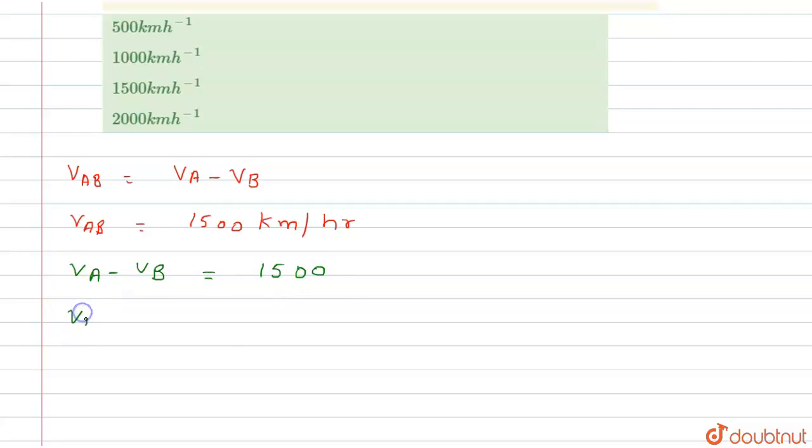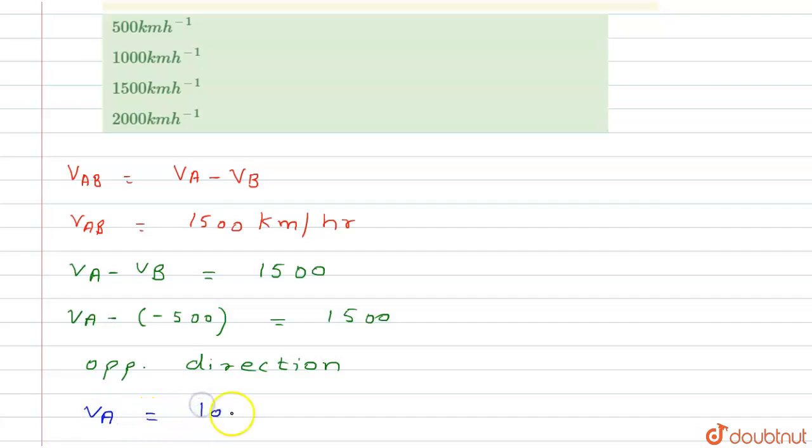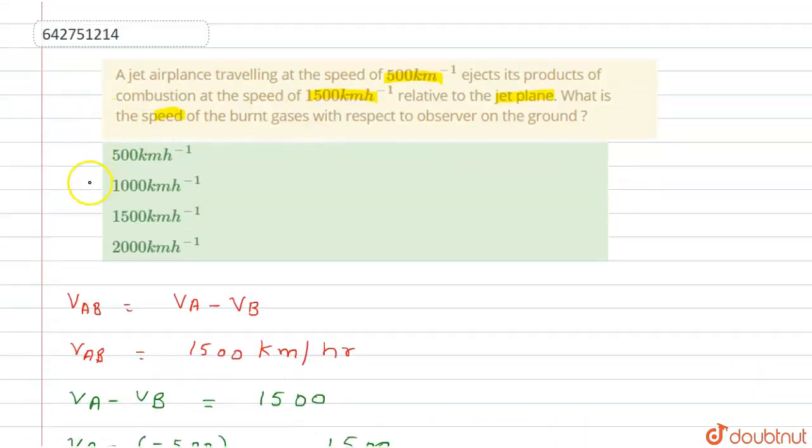right? So VA minus 500 is equal to 1500, and since the velocity of the combustion products and the plane are in opposite direction, so the value of VA is equal to 1000 kilometer per hour. So now check the option. So second option is correct.